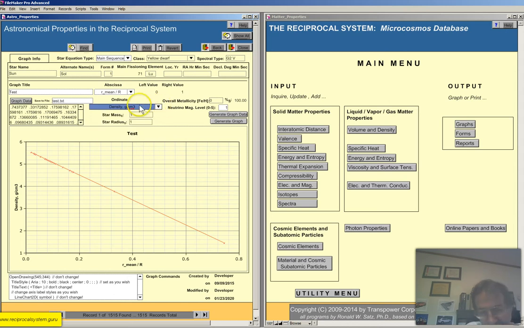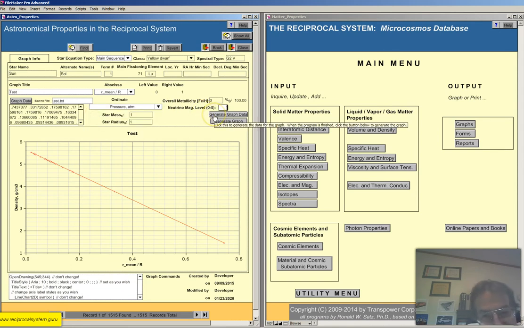So what I've done here is use a linear density model, so you can see it's densest at the center, and then it just linearly goes down to near the surface. Okay, so let's try something else here. We'll keep R mean over R. Let's try pressure this time.